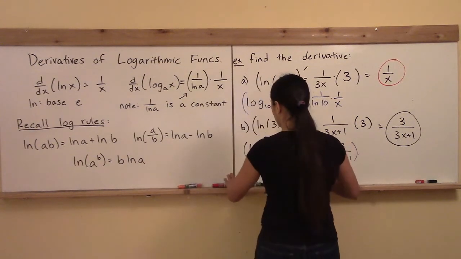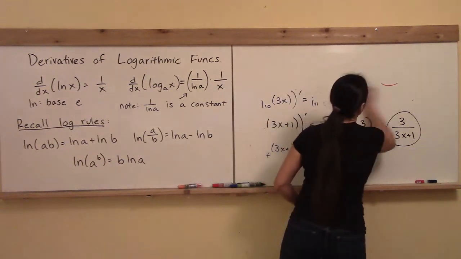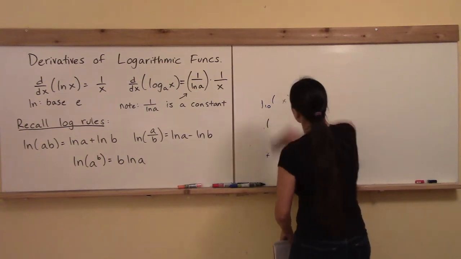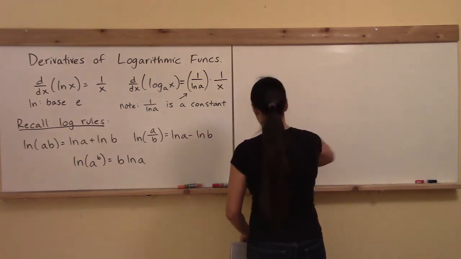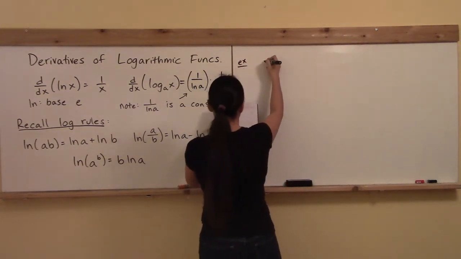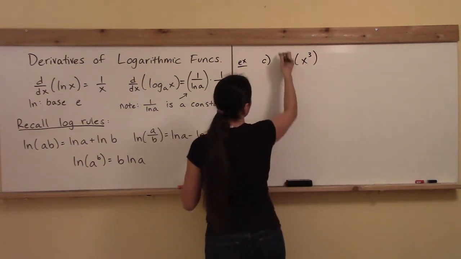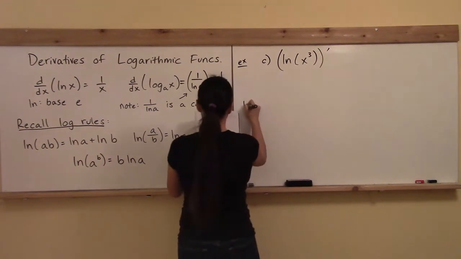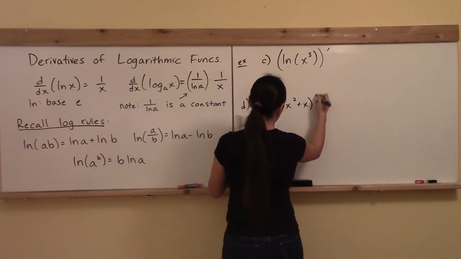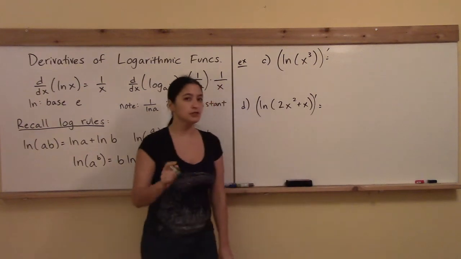Okay, so let's get into some more complicated examples here. As we go through these examples, we will try to think of any ways that we could simplify using those log rules before we take the derivative. So, some further examples. Example C: what is the derivative of log cubed? Try to take that one. Or in D, what is the derivative of 2x squared plus x? Try to take that derivative right there. Definitely want you to try these on your own.